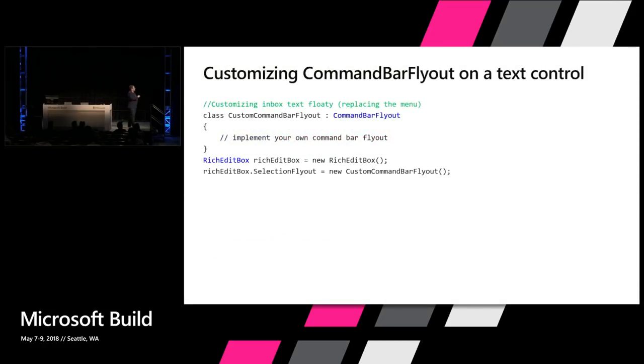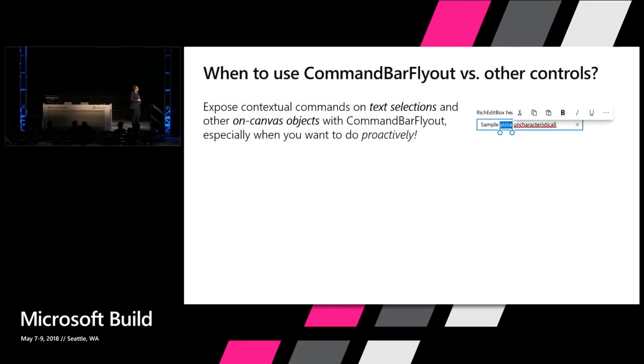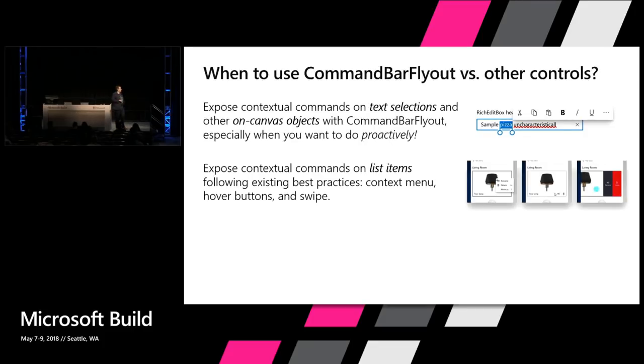You can customize the command bar on a text control if you want. There's a new selection flyout property on the text controls, and so you can use that to override the default command bar with a custom one with your own commands. And in terms of using it versus other controls, since people ask about this, it's great for text selection on canvas, object selection, any kind of canvas like that where you want to proactively show commands, great control to use.